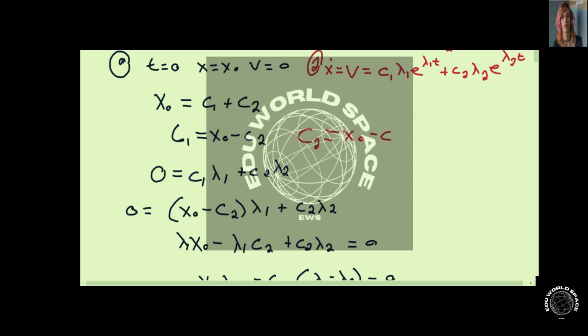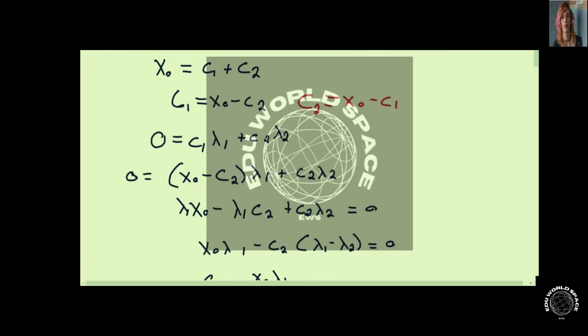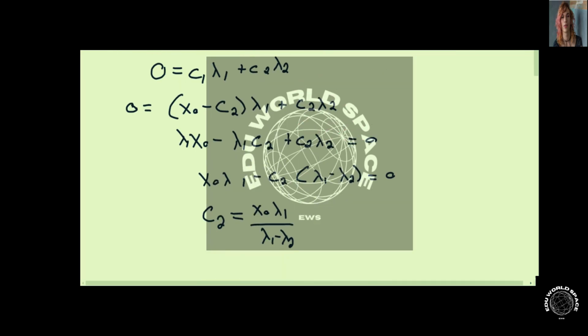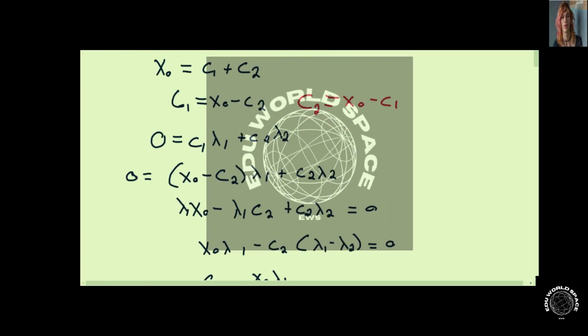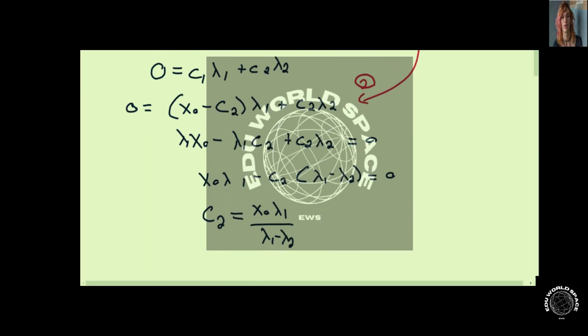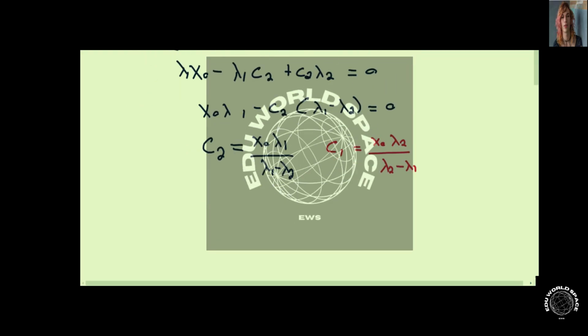So if we plug that into our number 2 problem, we will actually get a c1 that equals x naught lambda 2 divided by lambda 2 minus lambda 1, okay? It's going to be pretty much the same, and I'm just going to skip that step because it's not necessary.